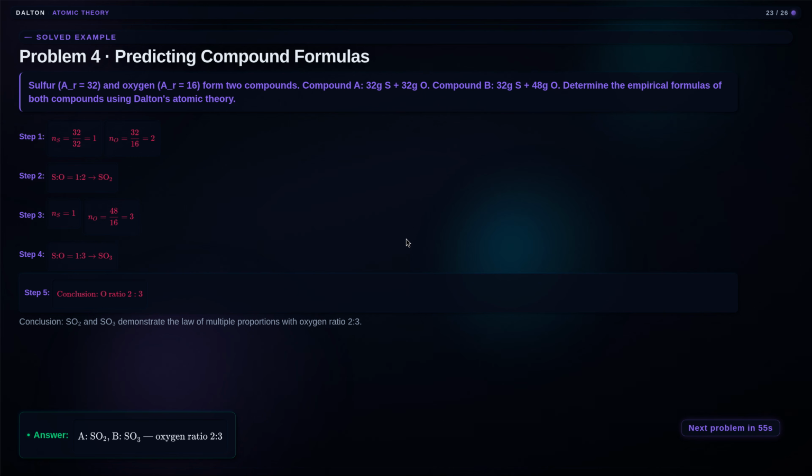Step 5. Oxygen ratio, SO2 has 2 O atoms, SO3 has 3 O atoms, ratio 2 to 3. Conclusion. The two sulfur oxides SO2 and SO3 demonstrate the law of multiple proportions with an oxygen atom ratio of 2 to 3.